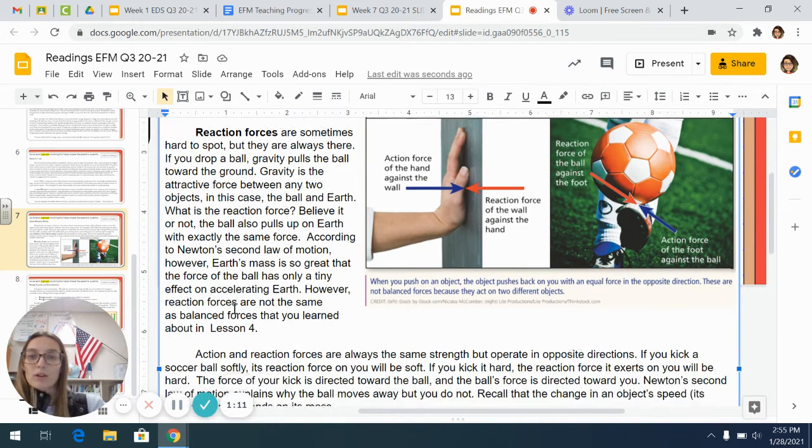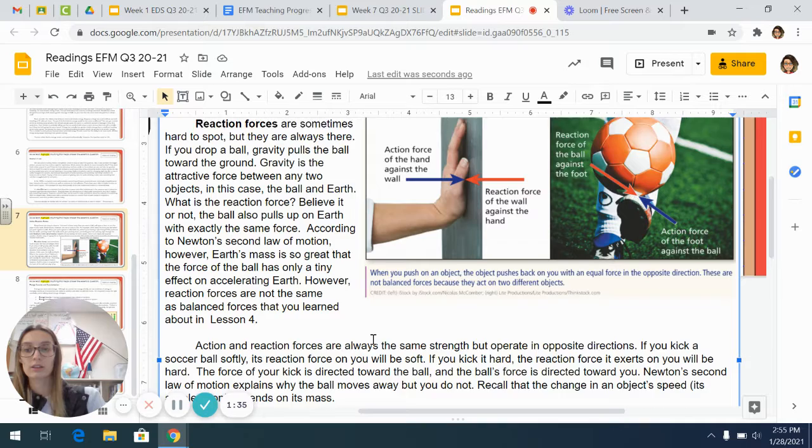If you drop a ball, gravity pulls the ball towards the ground. Gravity is the attractive force between any two objects, in this case, the ball and the Earth. What is the reaction force? Believe it or not, the ball also pulls up on Earth with the exact same force. According to Newton's second law of motion, however, Earth's mass is so great that the force of the ball has only a tiny effect on accelerating Earth.